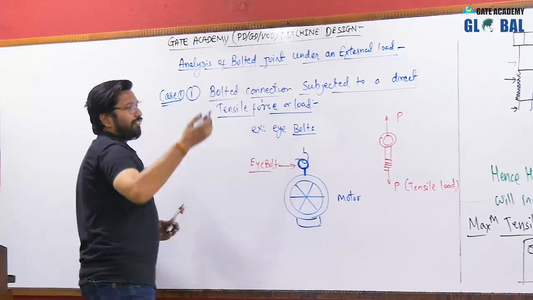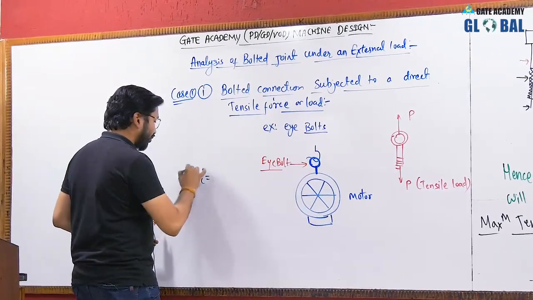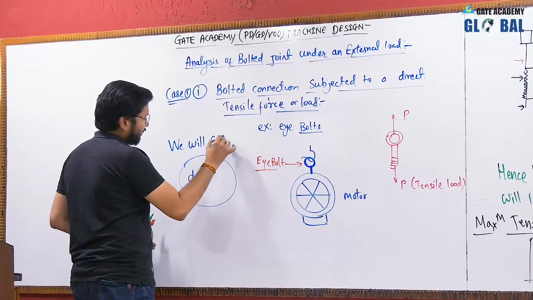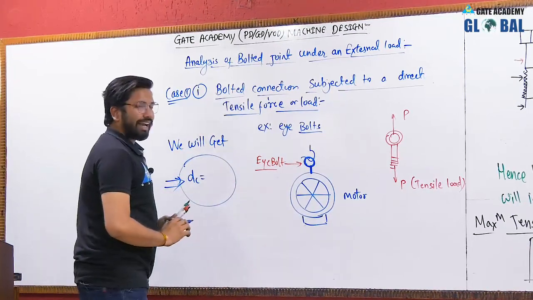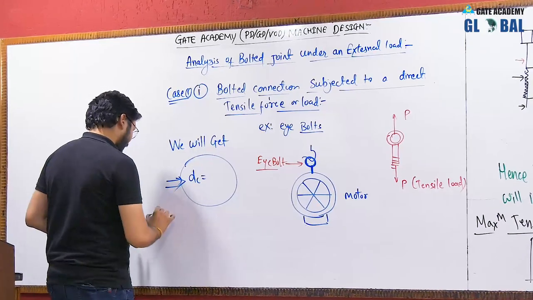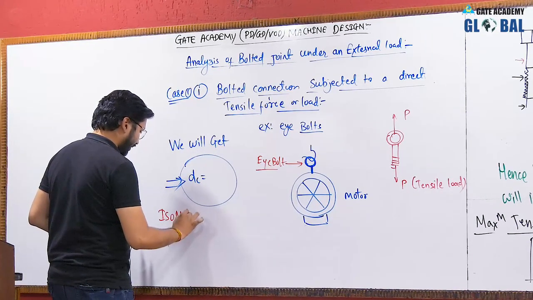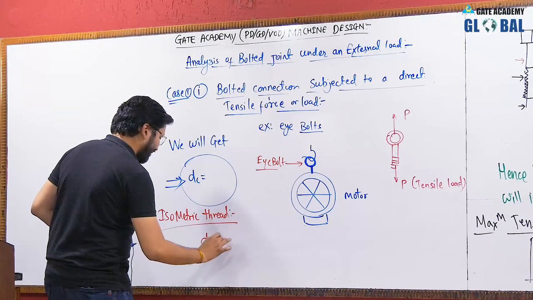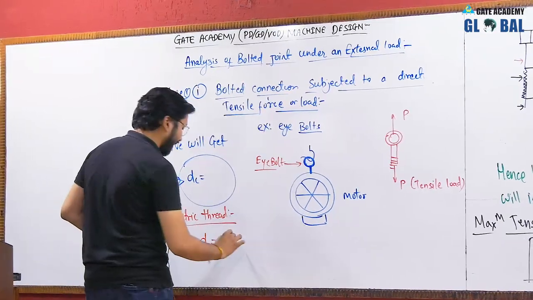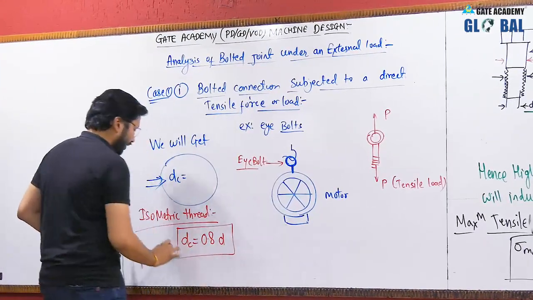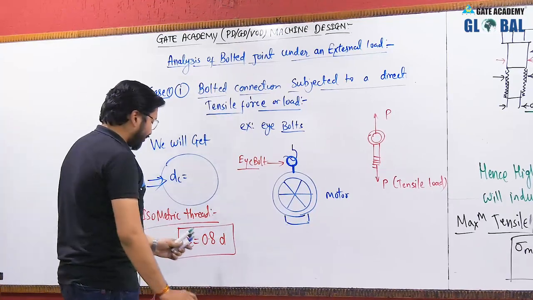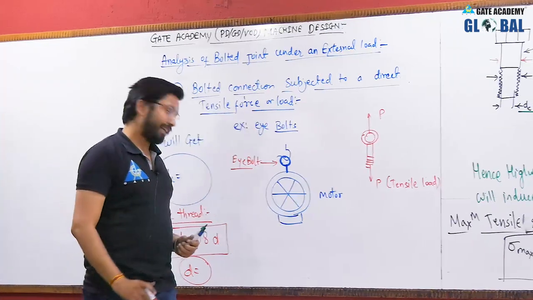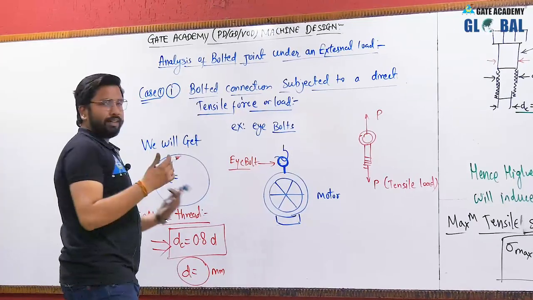Now after calculation, what will you get? You will get the value of core diameter, that is DC. For an isometric thread, you may write that the core diameter DC is approximately 80%, that is 0.8 times the nominal diameter, and using this equation we can also find the major diameter in mm or in any SI units.